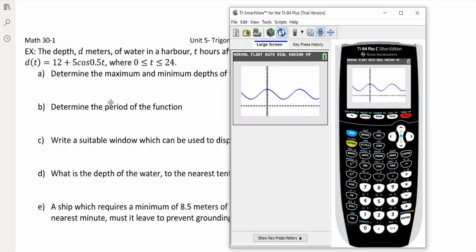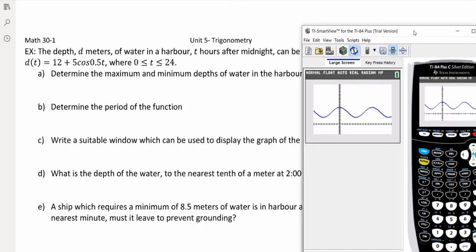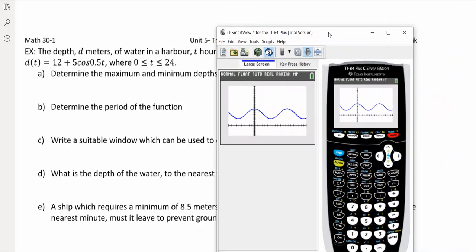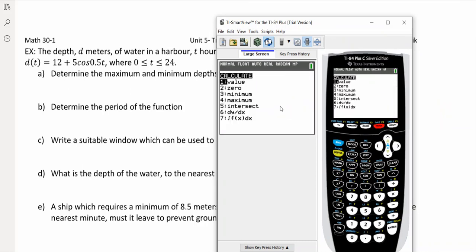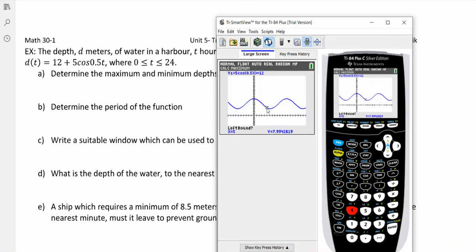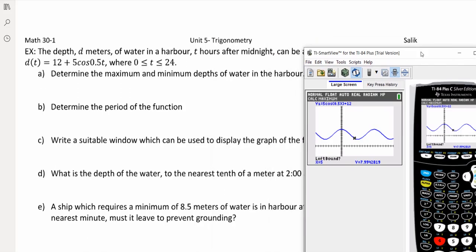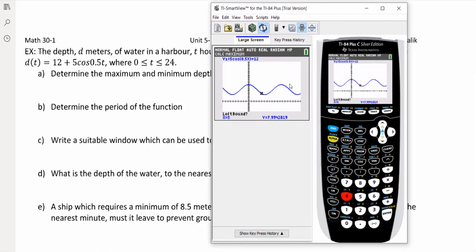Okay, perfect. So now determine the maximum and minimum depths of water in the harbor. Okay, so maximum, well, where are we going to find that? So on this one, that's going to be under your calculate, right? To find a maximum. So go second, calculate. And yeah, number 4. And then it could be really either one, right? Because it's just like any of these maximums, because it'll be the same for every one.